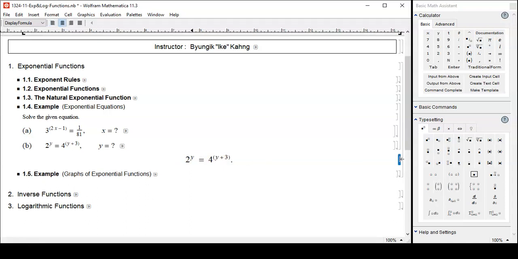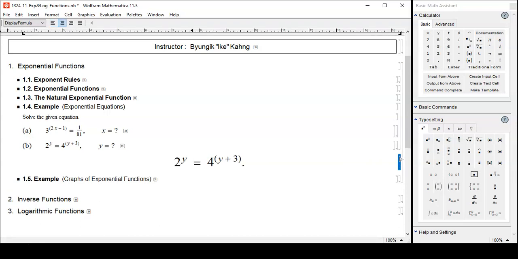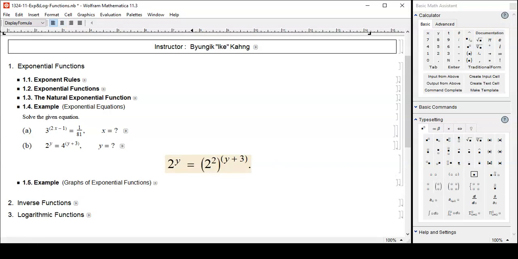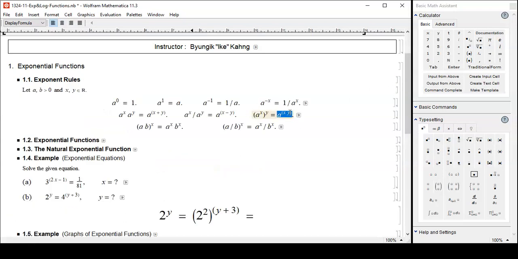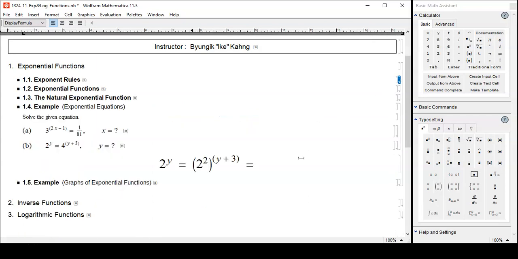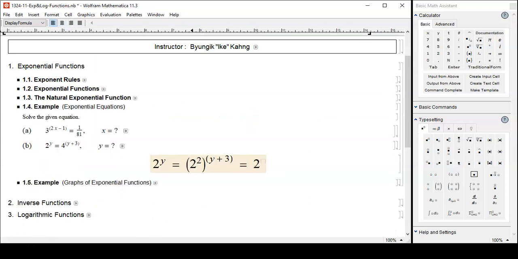Again, let's take a bit bigger font. Okay, just like last time, do you see a relation between 2 and 4? You can rewrite this 4 as 2 squared. And then the right-hand side can be rewritten using the exponent rule, this rule in particular. You can multiply the powers. 2 to the 2 times y plus 3. In other words, 2 to the 2y plus 6.